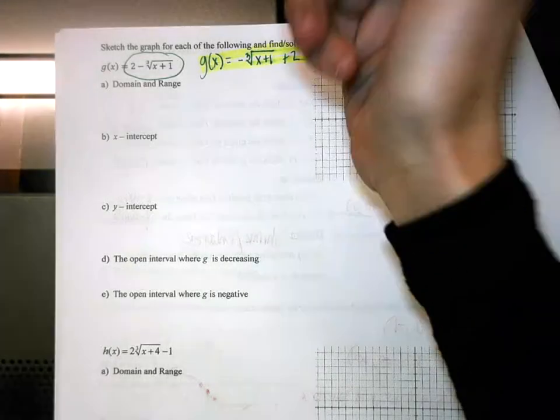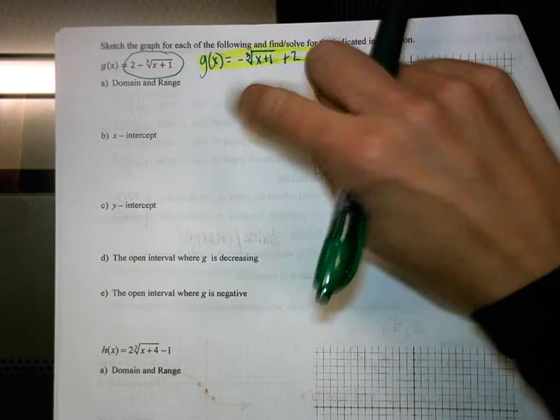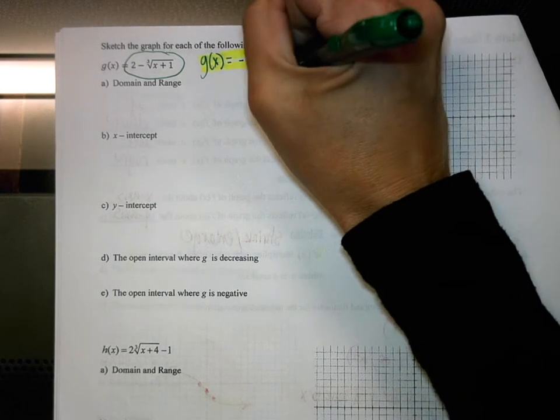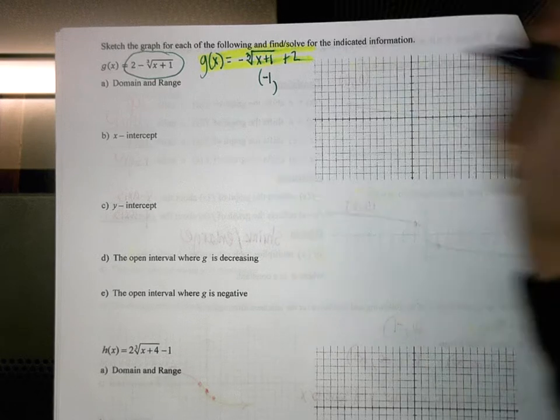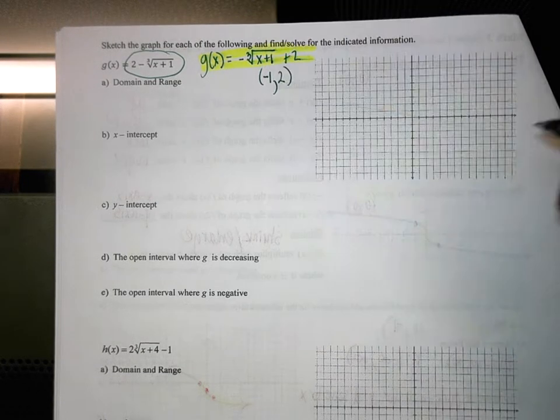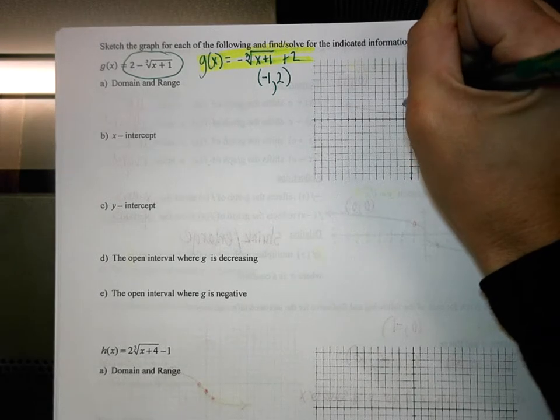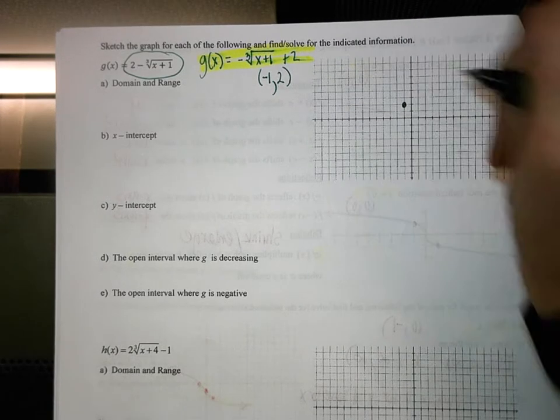But I still will get my starting point or key point here. So for the x, we'd set that equal to 0. So that would be negative 1 for the x, and then 2 is being added at the end, so that's 2. So I'm going to go ahead and plot that. Negative 1, positive 2, and again, that is my key point.